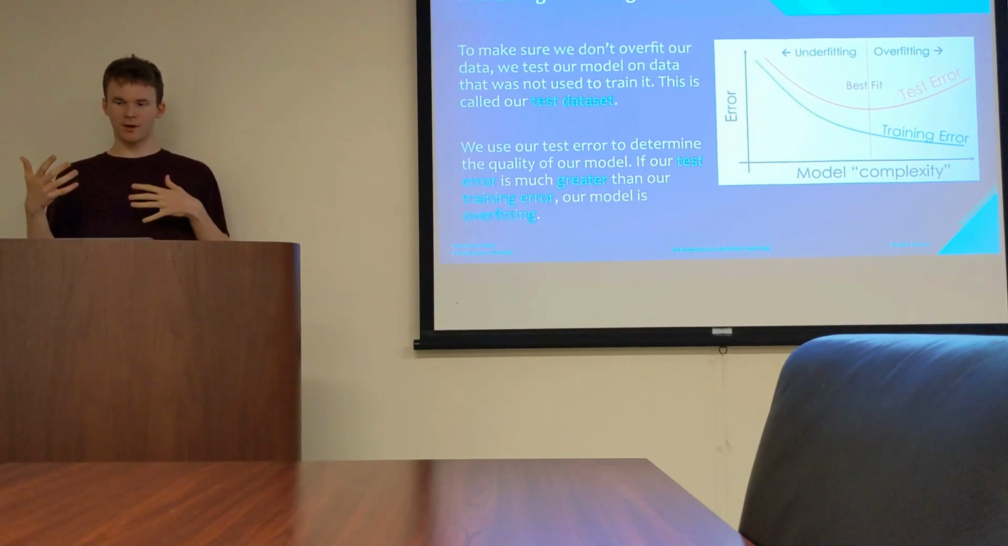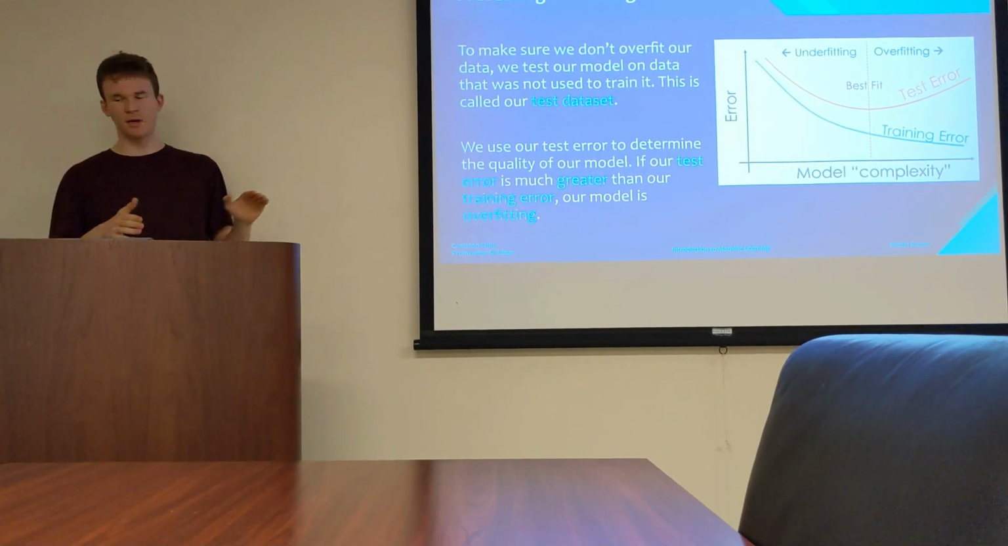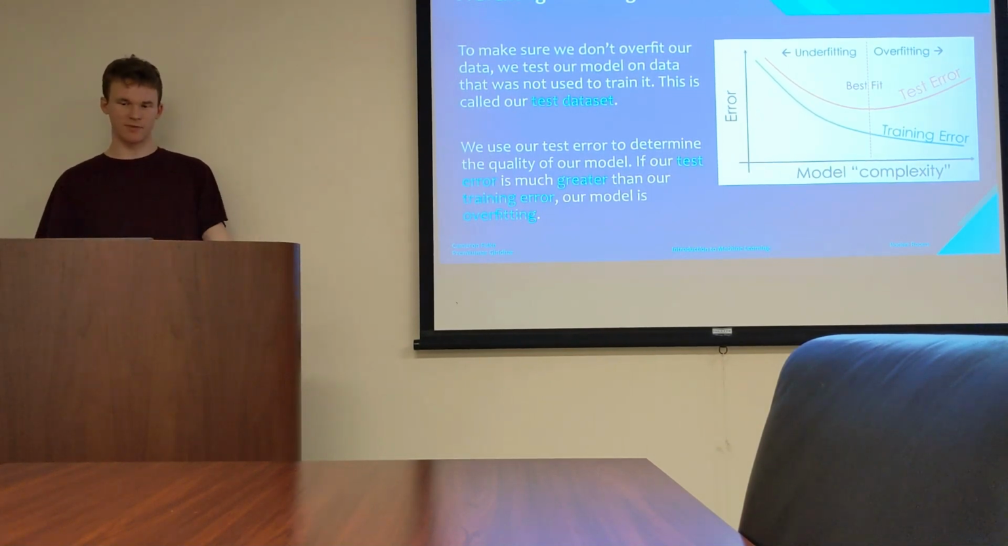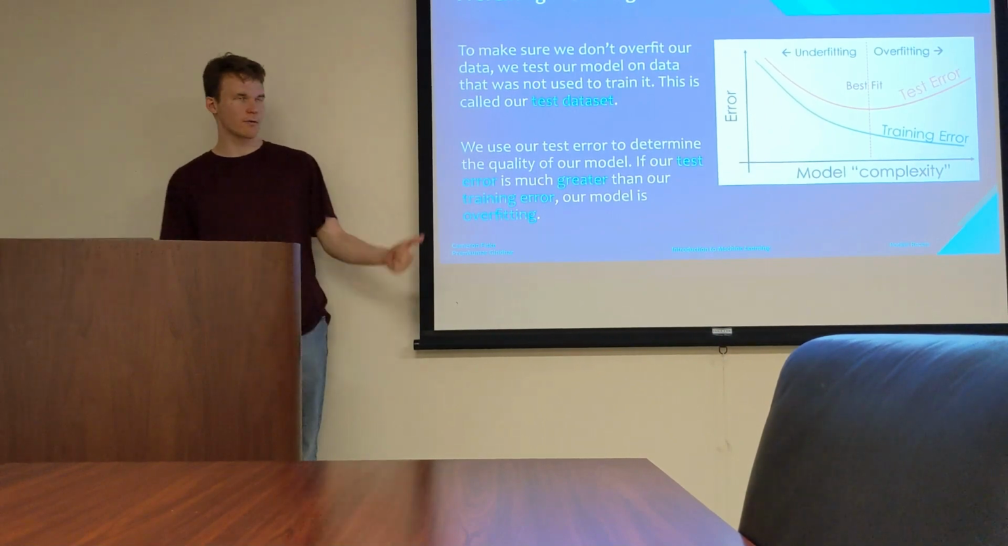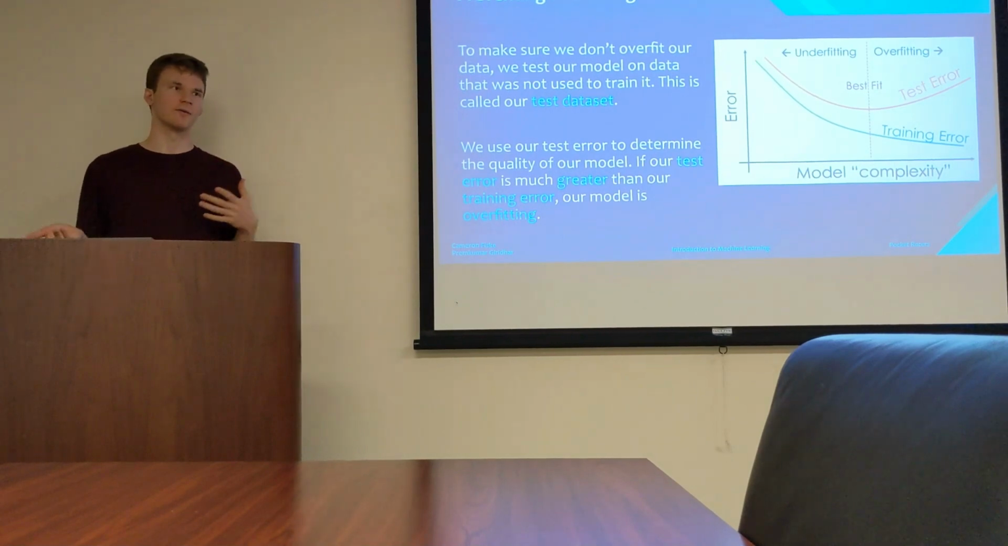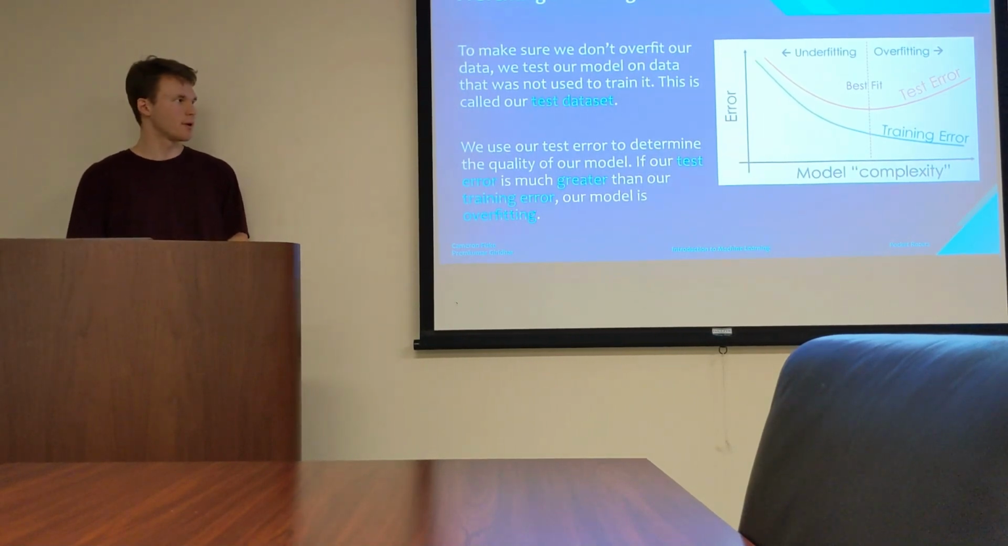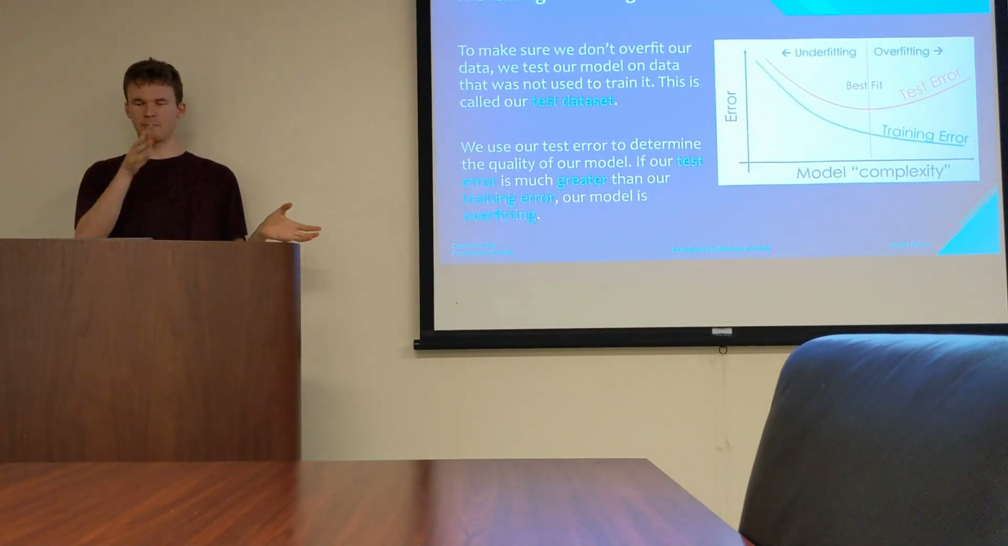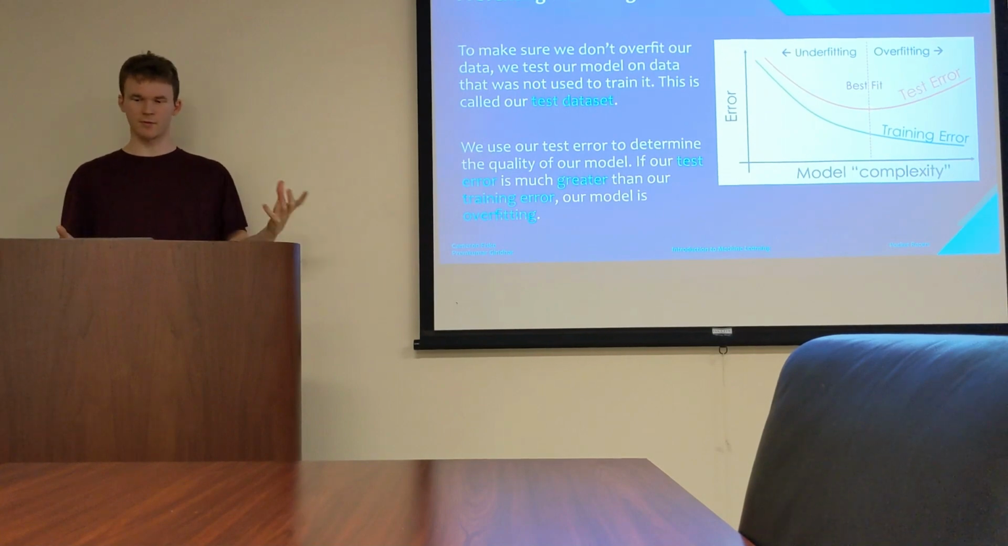So if our training error is really low, but our testing error is really high, we can assume that it's overfitting. And if they're both just really bad, then it is going to be underfitting, which basically just means the model is too simple and it's not really learning the patterns in the data. Overfitting would mean it's learning patterns that it shouldn't be.